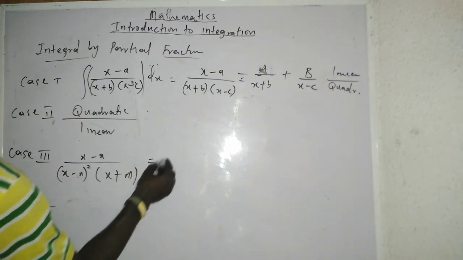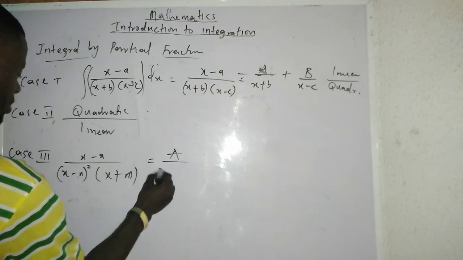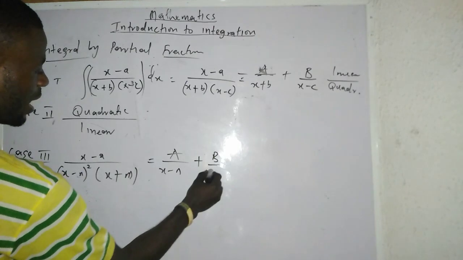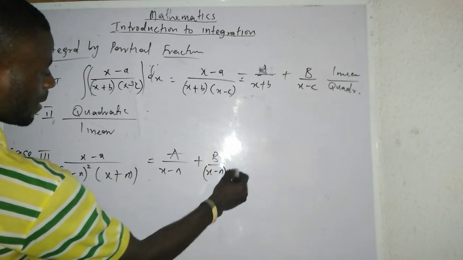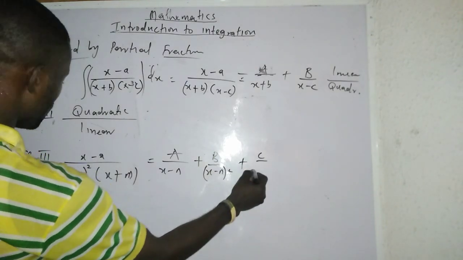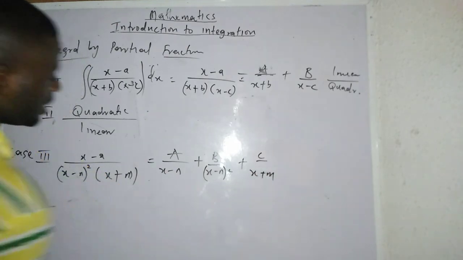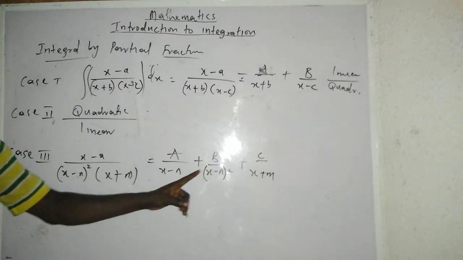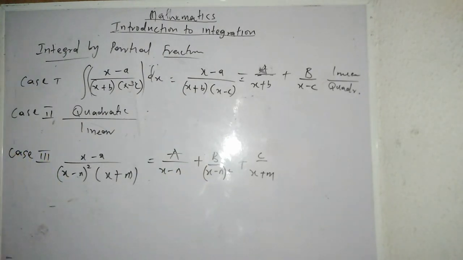If I want to solve this particular aspect, I will go like this. I have A all over S minus N, plus B all over S minus N squared, plus C all over S plus N. Can you see how this one ascends? The first one, the second one. If it is power of 3, that's how we do it. It means there will be a normal one, there will be a square, and there will be a power of 3, and so on and so forth.